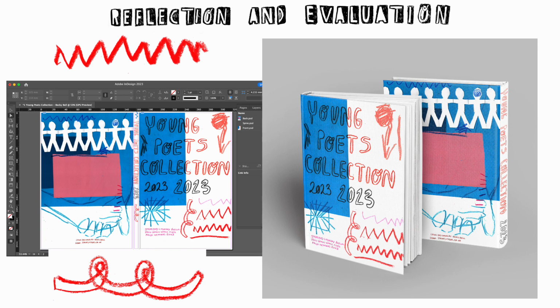This was the final outcome for the live brief. I made it in InDesign as well, putting all the pieces that I'd made handmade together in InDesign, and then I'd also done a mock-up of what it would look like if it was an actual physical book to help put it into context and help you visualize how it would look.